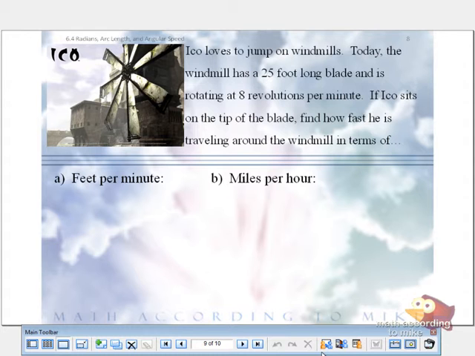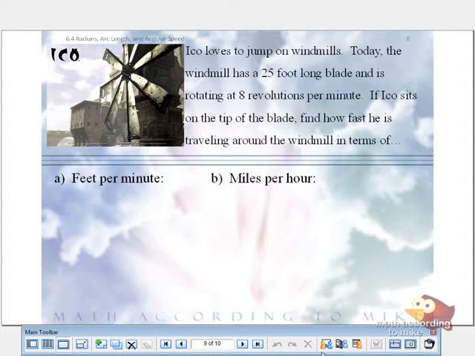Today the windmill has a 25-foot long blade and is rotating at 8 revolutions per minute. If Aiko or Iko sits on the tip of the blade, how fast is he traveling around the windmill in terms of part A, feet per minute.